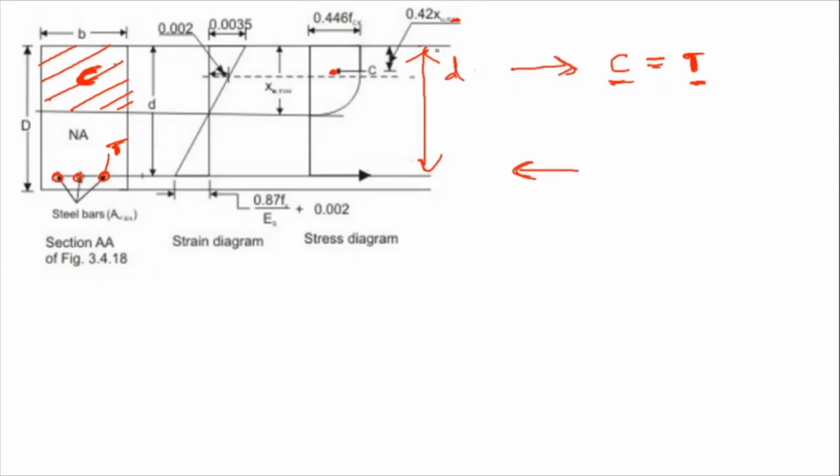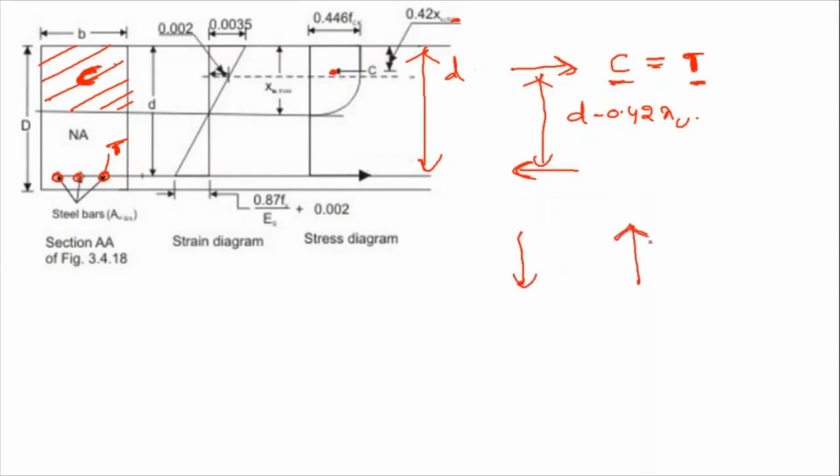So this distance is how much? 0.42 XU, and this whole distance is how much? D. Then what will be this distance here? D minus 0.42 XU.